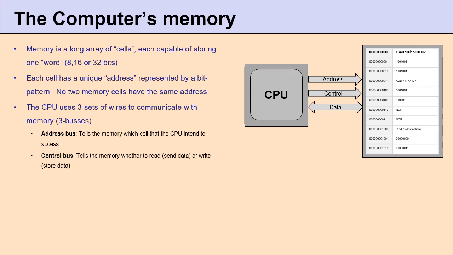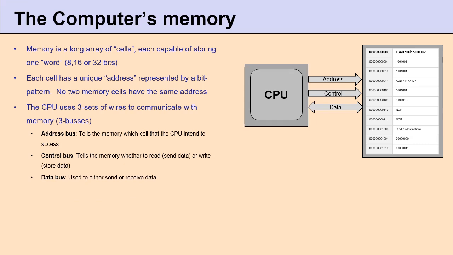Then also the CPU needs to tell the memory whether it's going to read data or write data into the memory. For that it uses a separate set of lines called the control bus. That's also part of the system bus. The control bus tells the memory whether it's going to write data into the memory or read data from the memory.